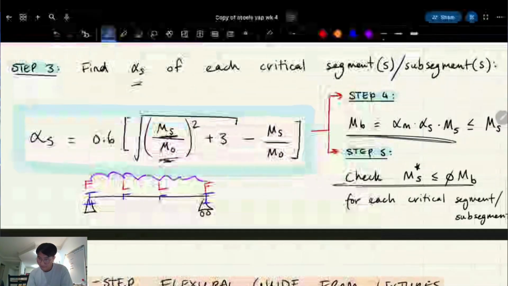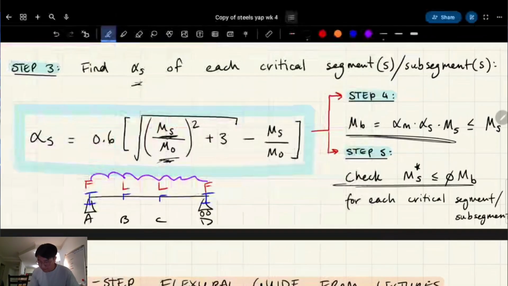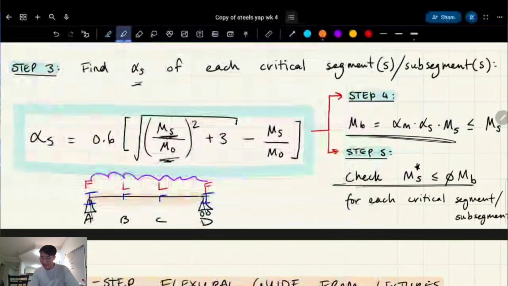Question is, because I haven't fully talked about segments and subsegments, where do you think the segment starts and ends? Let's call this A, B, C, D. Between the lateral supports? Between all the supports. These are fully restrained. So A to D is a segment. So we call that segment AD.